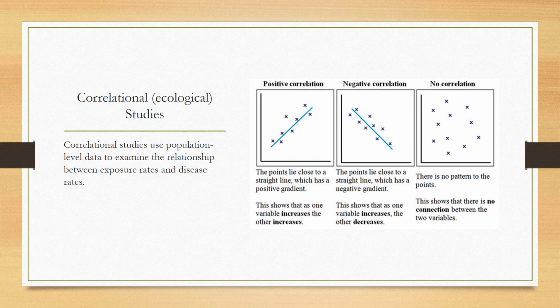So in the negative correlation, you can see that's a downward slope. This shows that one variable increases and the other decreases. And then of course there's no correlation, and that shows they're just scattered. It shows that there is no connection between the two variables.